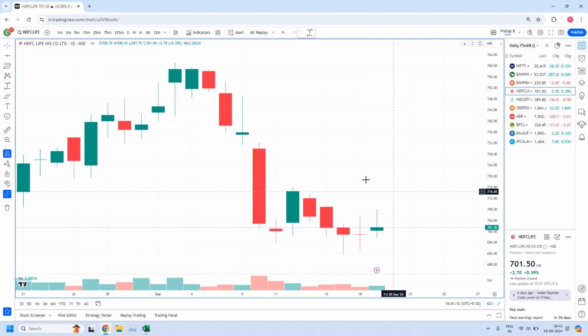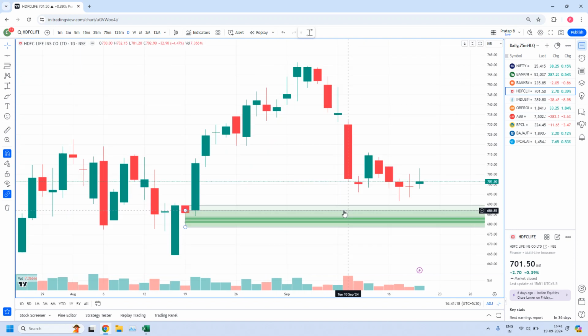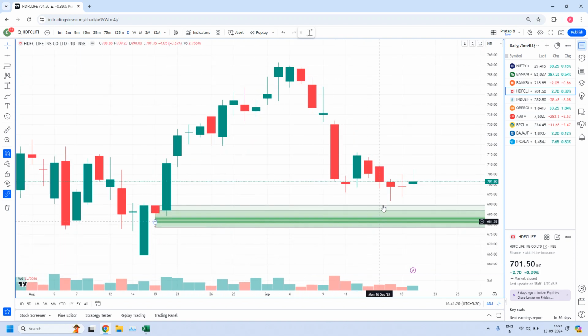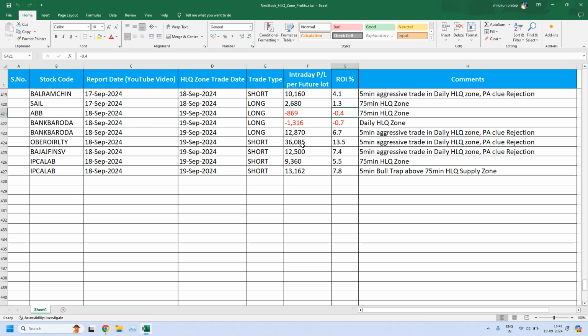And next one is HDFC Life. HDFC Life is also a daily high liquidity demand zone. I already explained how I fine-tuned this zone, I think on Tuesday or even yesterday. I don't remember; look into either yesterday's or Tuesday's videos. But today we didn't get any trade opportunity. Prices didn't get into this, so we didn't plan any trades. So these are the high liquidity zones we identified from yesterday. 2 are stopped out, and in the remaining stocks we got very good profits.